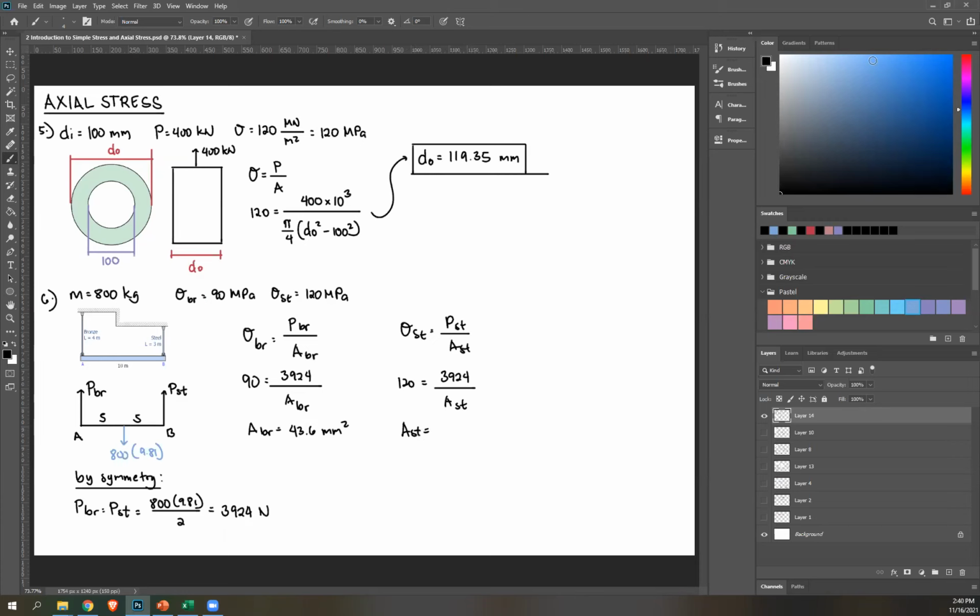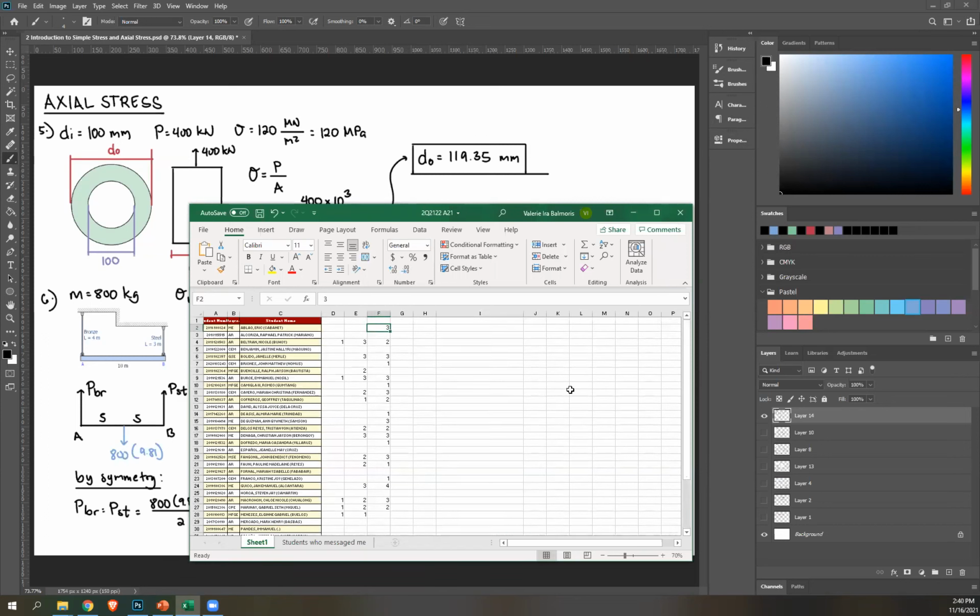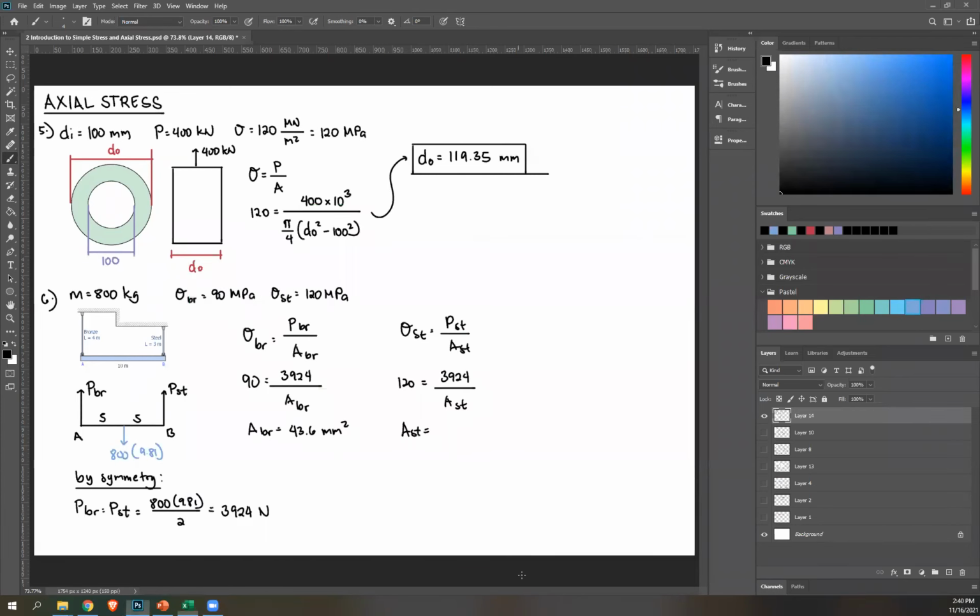Correct. So 32.7. Hey, by the way, if you're wondering why is this Newton, because this is mass times gravity, that's kilogram times meter per second squared for your gravity. Kilogram meter per second squared is Newton. That's why this is Newton, okay? And then our resulting answers are this.